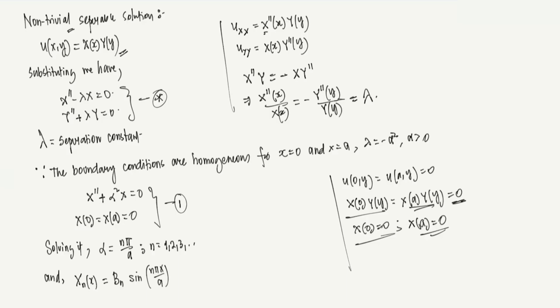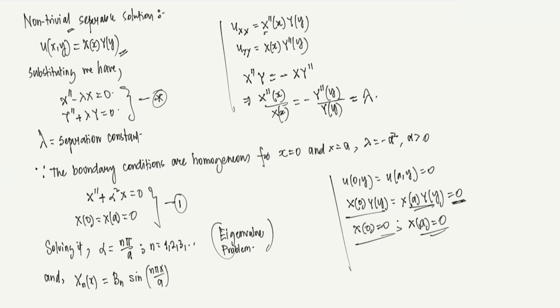Clear? Okay. Again, I am not solving this because this is an eigenvalue problem. We already know how to do this. Yes, please do this and check. So you have this alpha, you have this X_n of x, right? Now what happens is this.